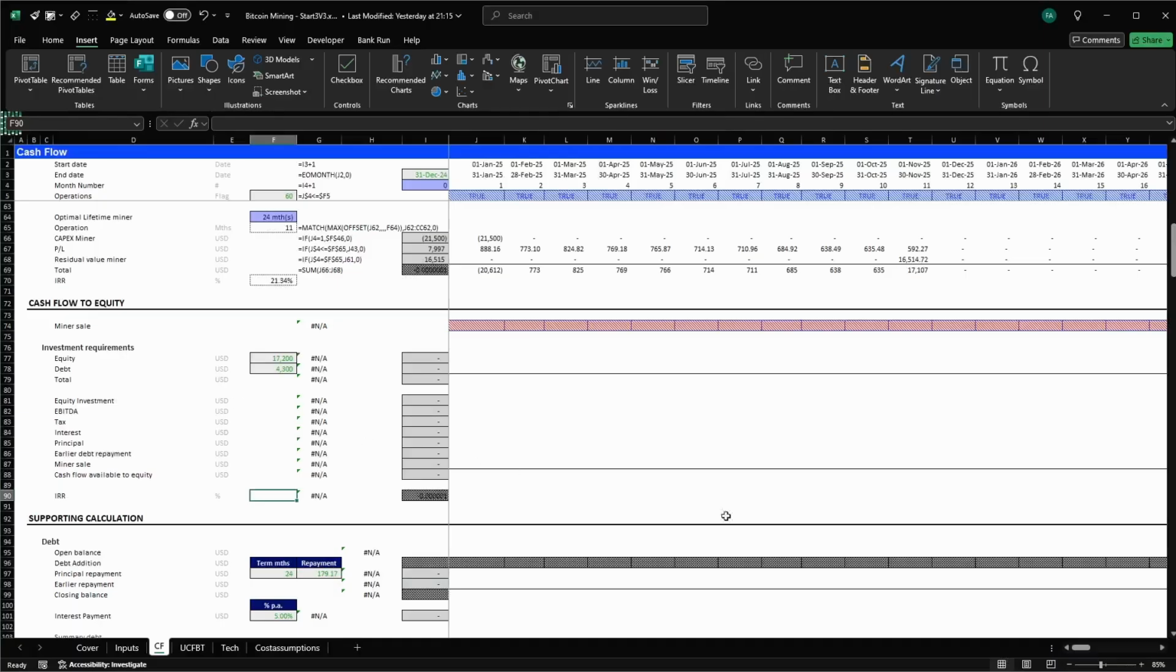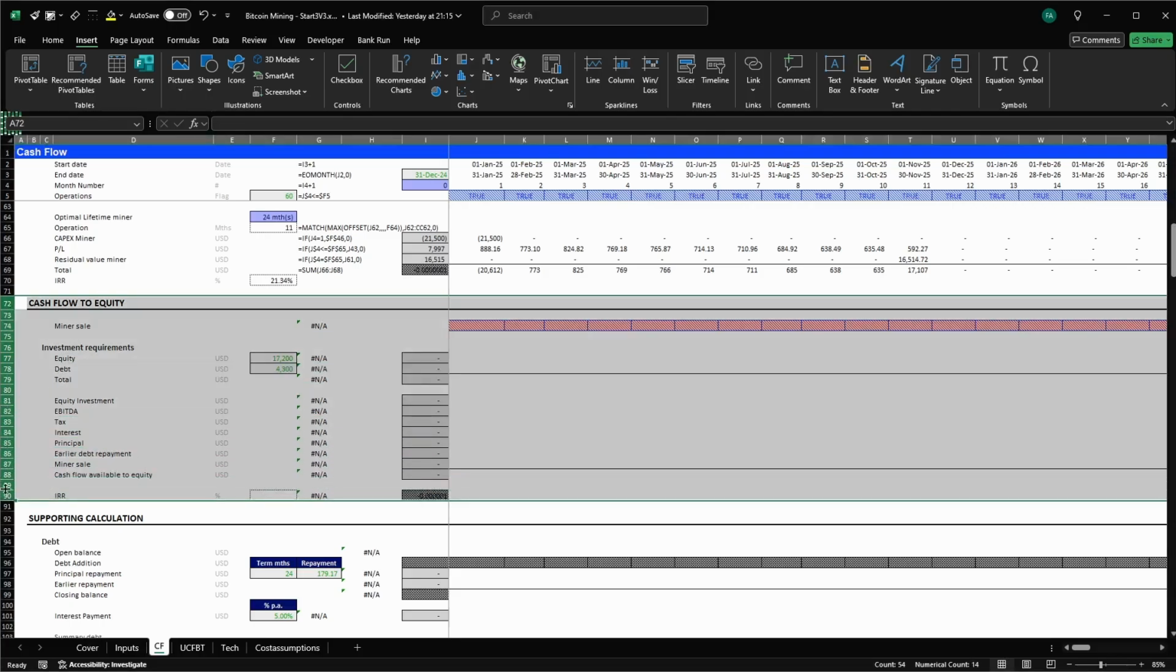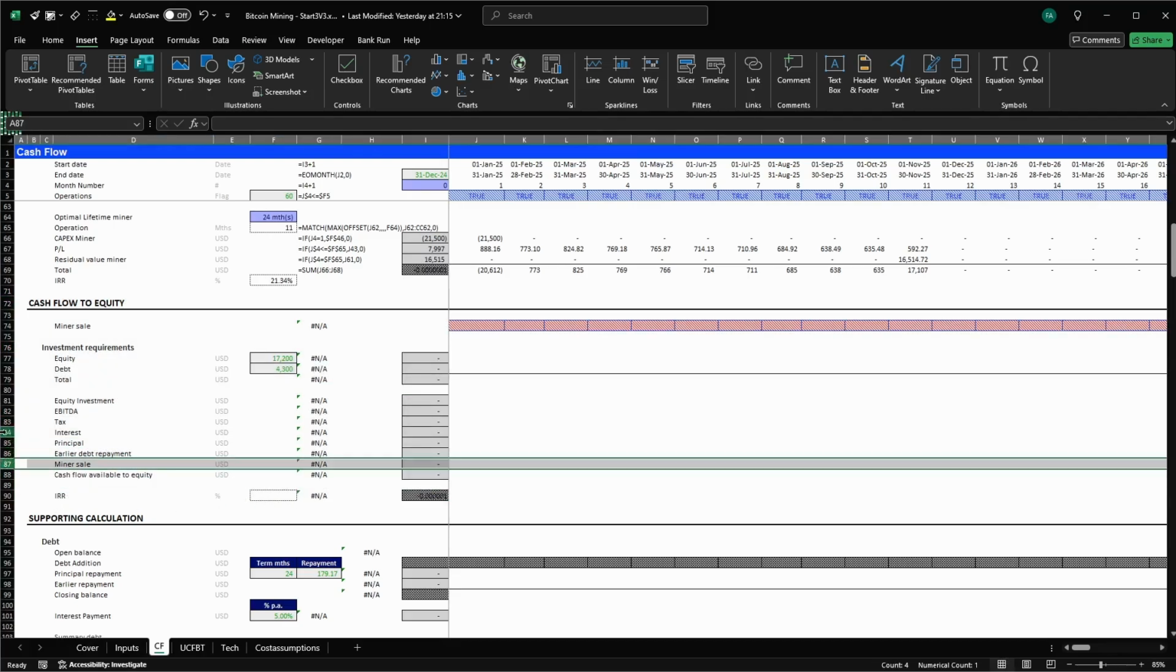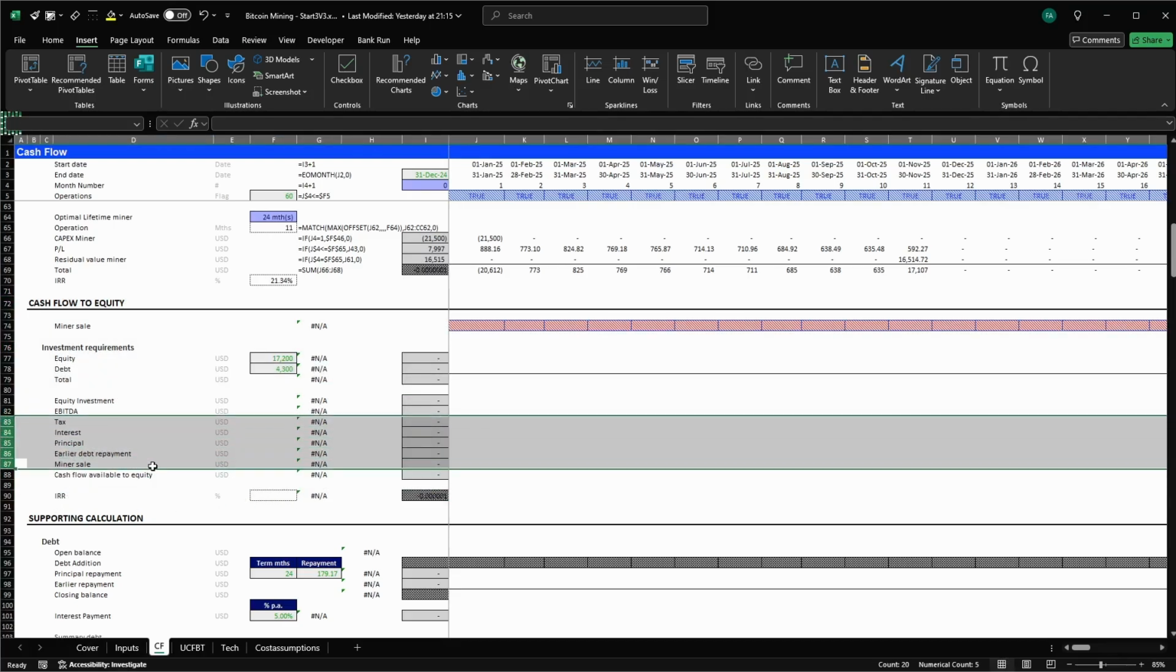All right, guys. Now we're going to start the third cash flows calculation. In this one, we're first going to come up with the cash flow available to equity and calculate the IRR, the sale of the miner, the early debt repayment, the principal, the interest, and the tax payment.